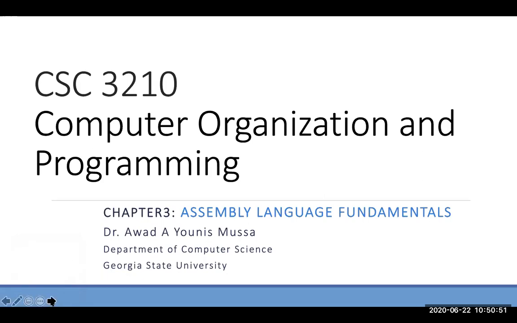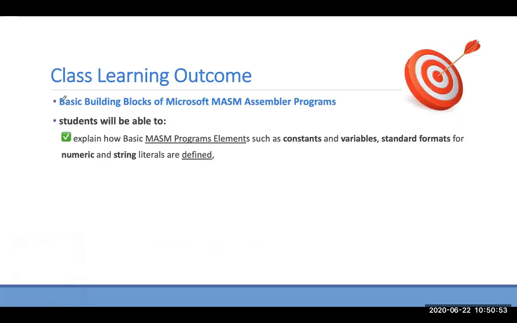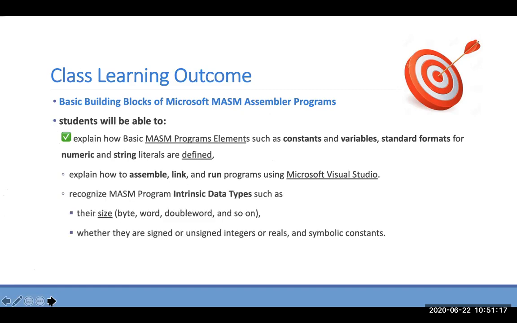agenda that we're going to try to achieve today. So we're going to look at the basic building blocks of Microsoft Assembler, and then we're going to explain the MASM program elements: constants, variables, standards, format, numeric, strings, and so on. And we're going to explain how the assembler, the linker, and the engine of the x86 work.